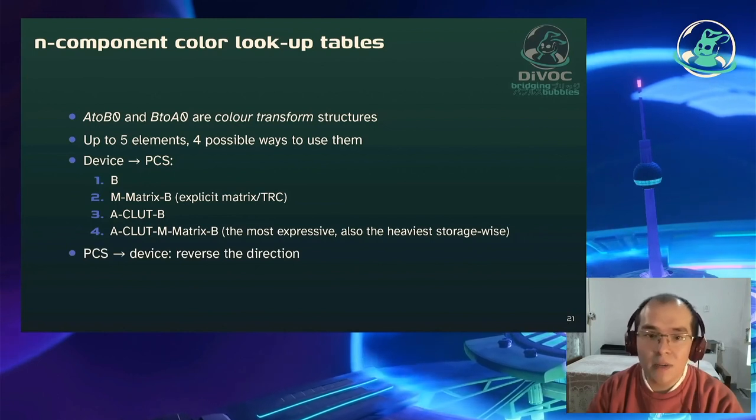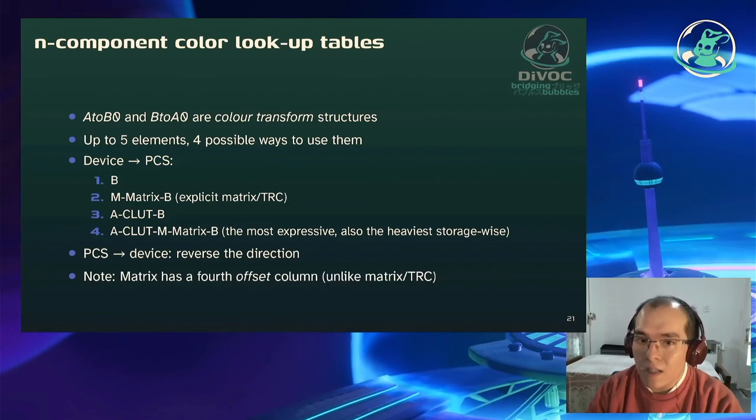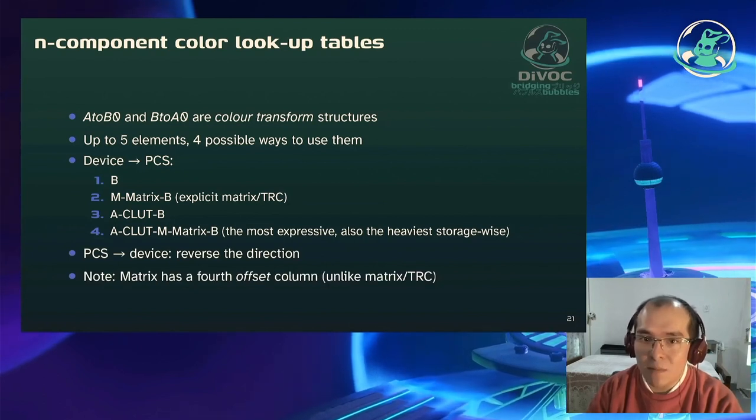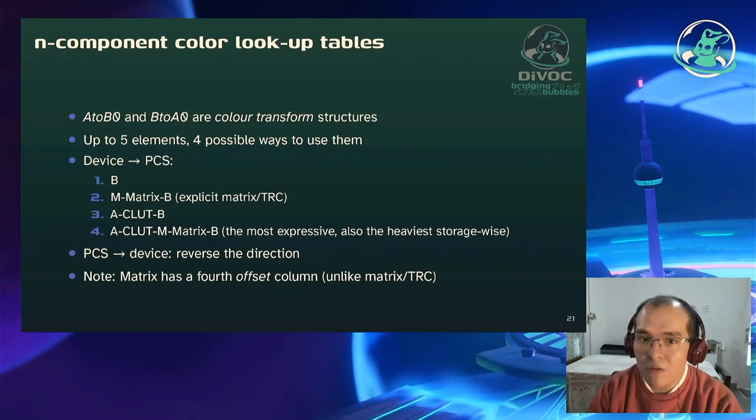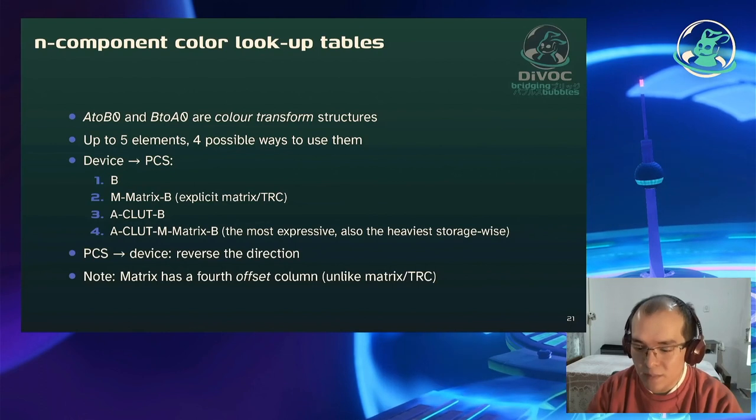For the PCS to device, you need to reverse the flow of the transformation that I mentioned earlier. It is important to note that unlike matrix plus TRC, this version has a 4th column in the matrix that allows you to apply an offset to the transformation.